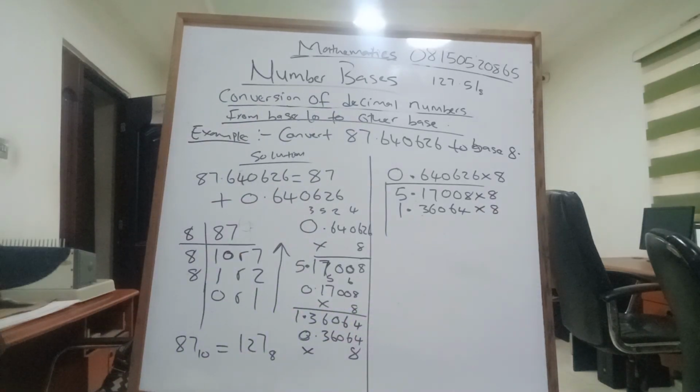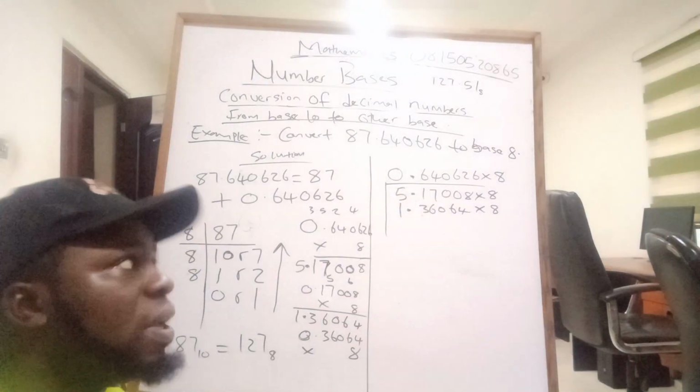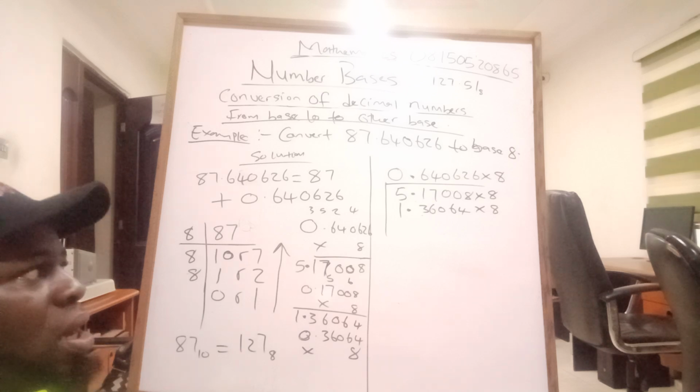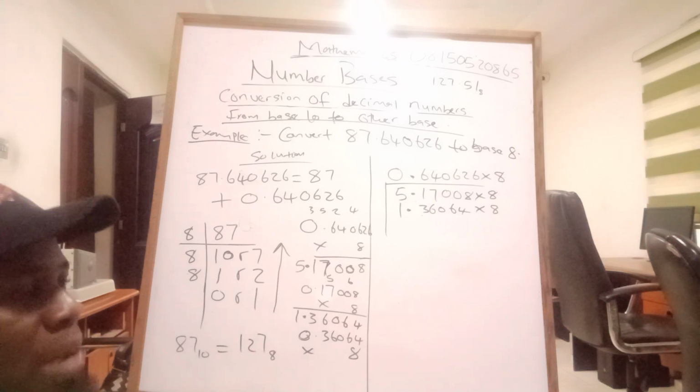So the thing is, when you are multiplying it by 8, if they don't tell you the number of decimal places, make sure that by the time you do it 3 times or 4 times, you can stop and put that in your answer.